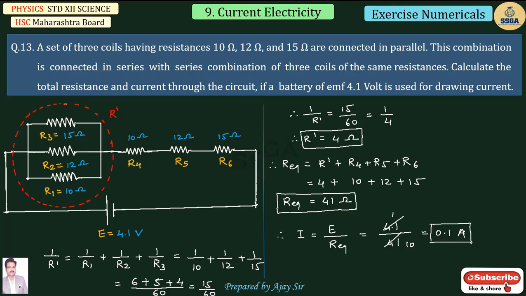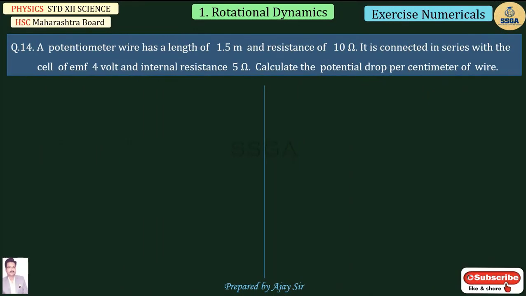Similarly, let us solve question number 14. A potentiometer wire has length 1.5 meter and resistance of 10 ohm. It is connected in series with a cell of EMF 4 volt and internal resistance 5 ohm. Calculate the potential drop per unit length, or potential drop per centimeter, of the wire.